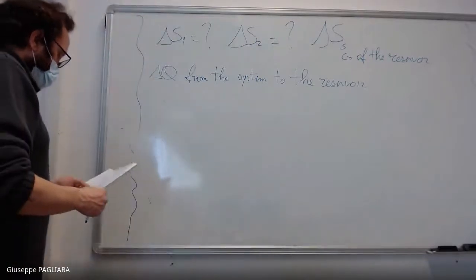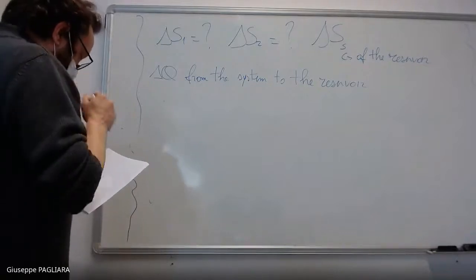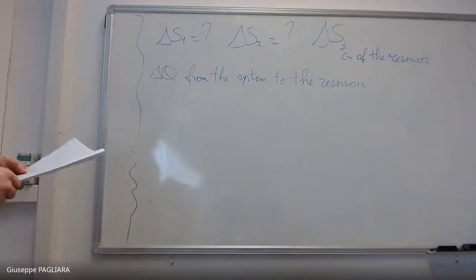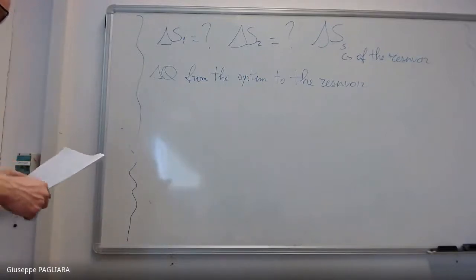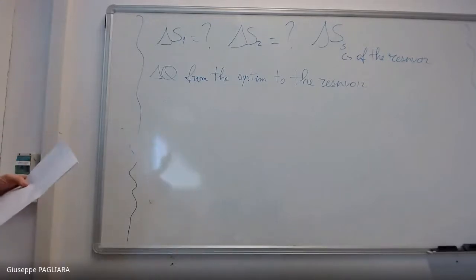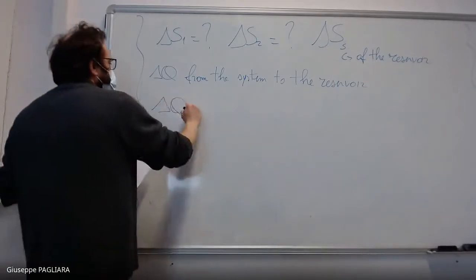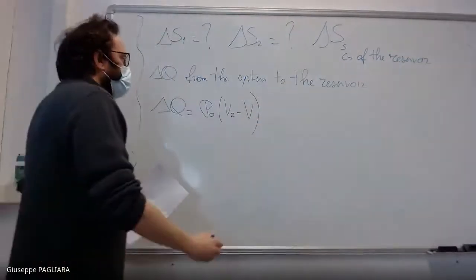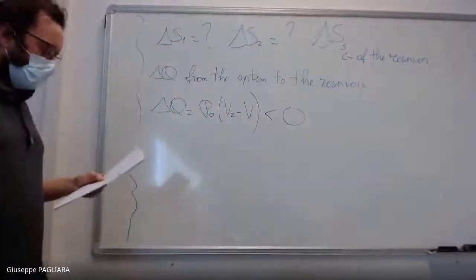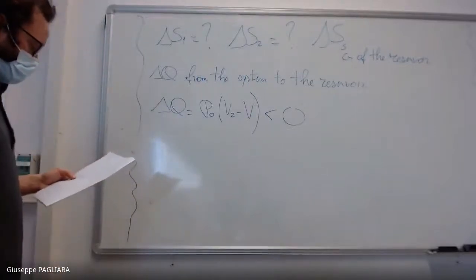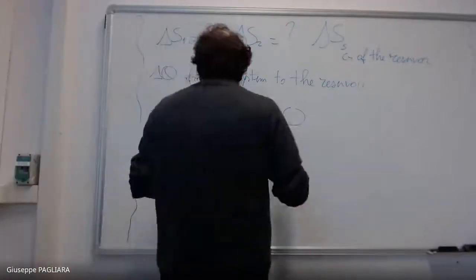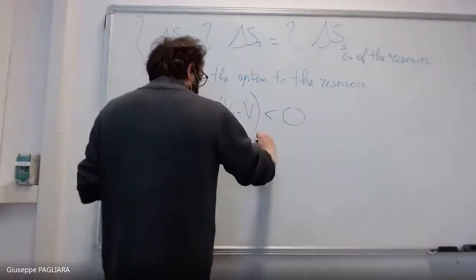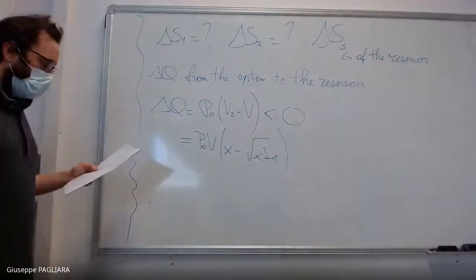So for instance, how to find this delta Q, which is exchanged by the system to the reservoir? Well, this basically is just the variation of the volume of the system 2 times P0. So delta Q is just P0 times (V2 minus V). And of course, this is negative because V2 is smaller than V. And by using the formula that we had before, this is just P0 V times (X minus square root of X squared plus 1), which of course is negative.